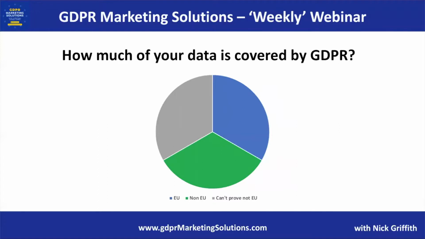And I thought that was worth pointing out some of the numbers, but having a quick look at how much of your data is covered by GDPR, I've just put it into three categories. The blue being EU data, that's covered. The green being non-EU data, so data that you can prove through mailing address or IP address is clearly not in the EU. So clearly I thought the main market now would be something like the US. The gray zone is where you can't prove it's not in the EU. You're not sure. So by default, you have to assume it is in the EU.